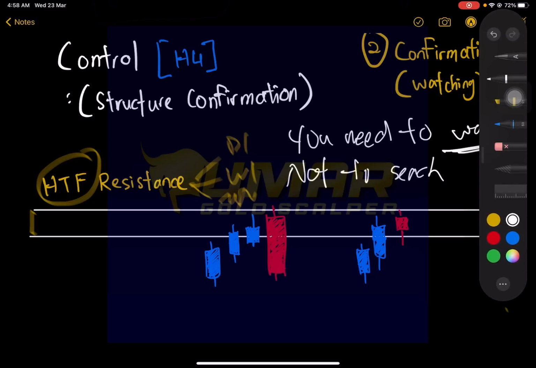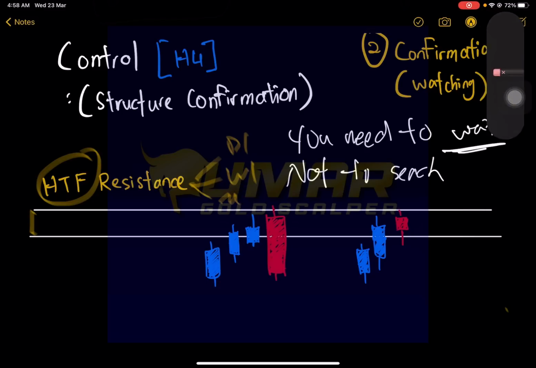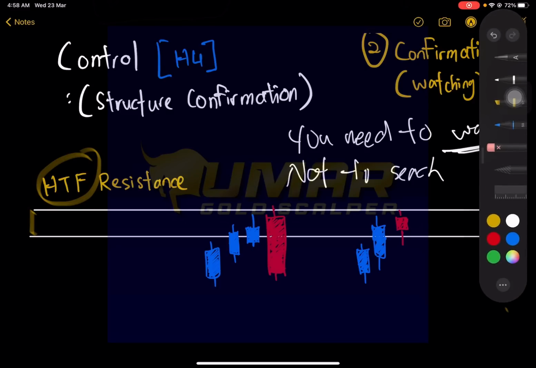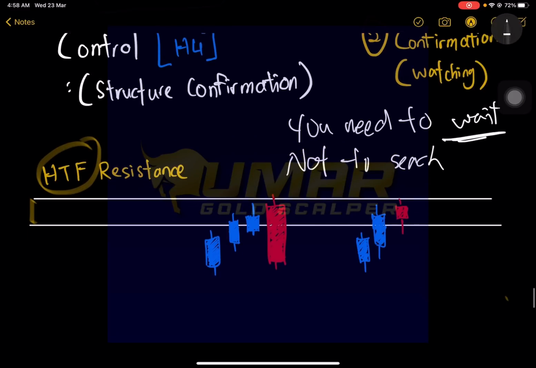Okay, you really need to wait for the confirmation to form like this, a clear confirmation that forms like this. All right, so the market will tell you, the market itself will tell you that this is the confirmation, and you will see a significant drop like this and not like this little boy. Understand?